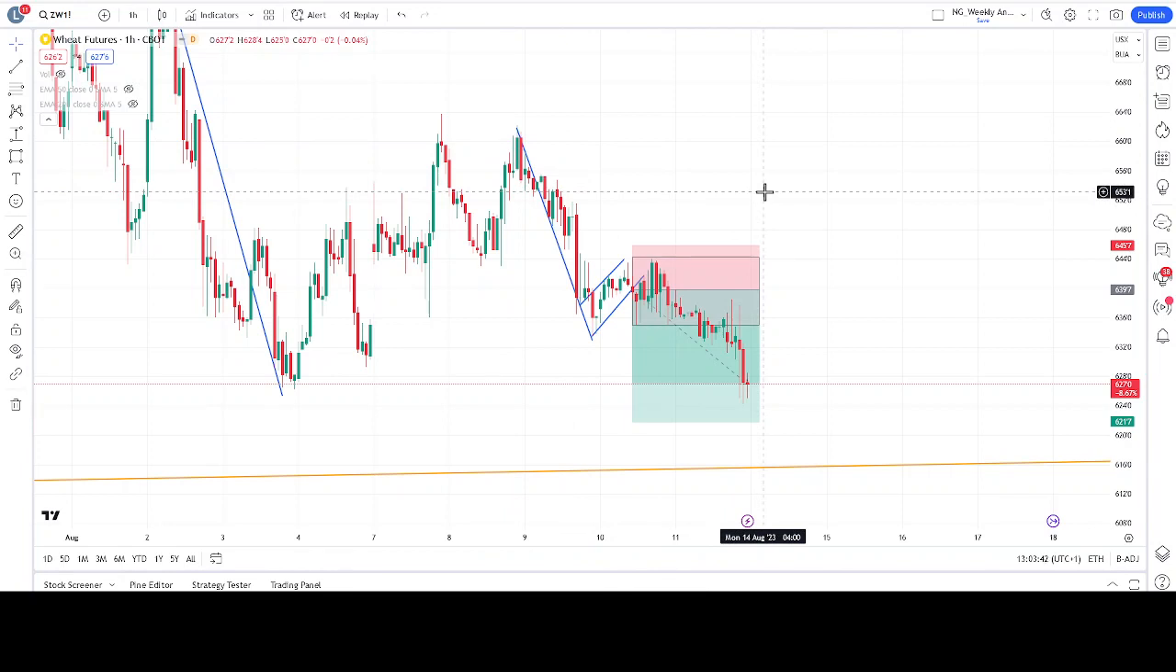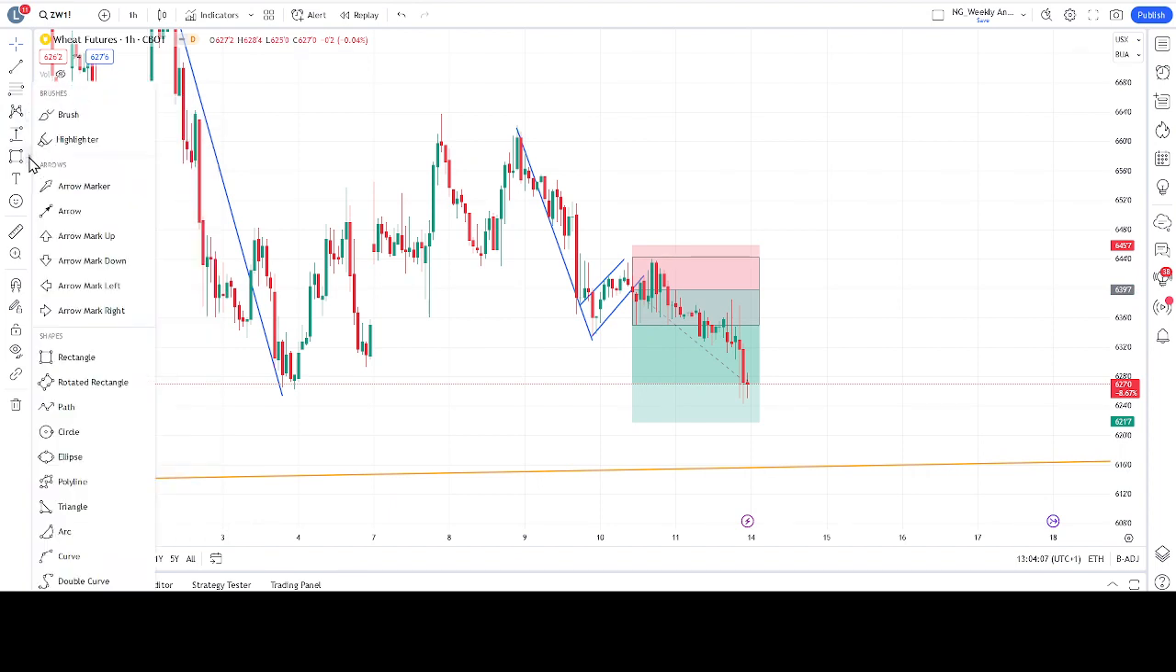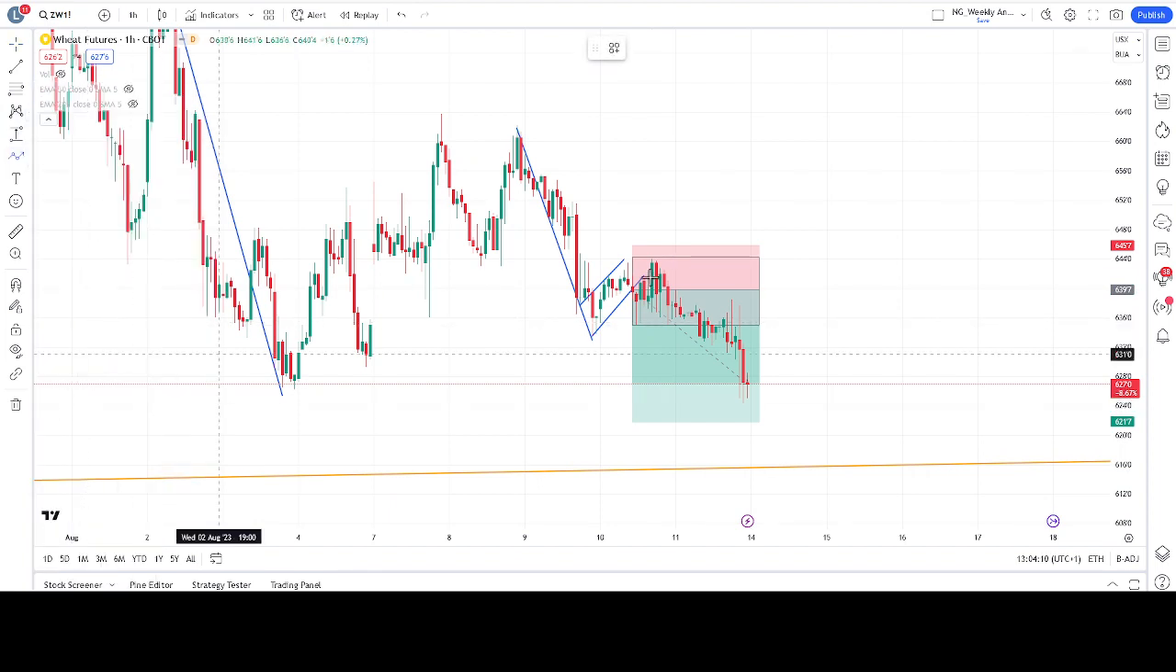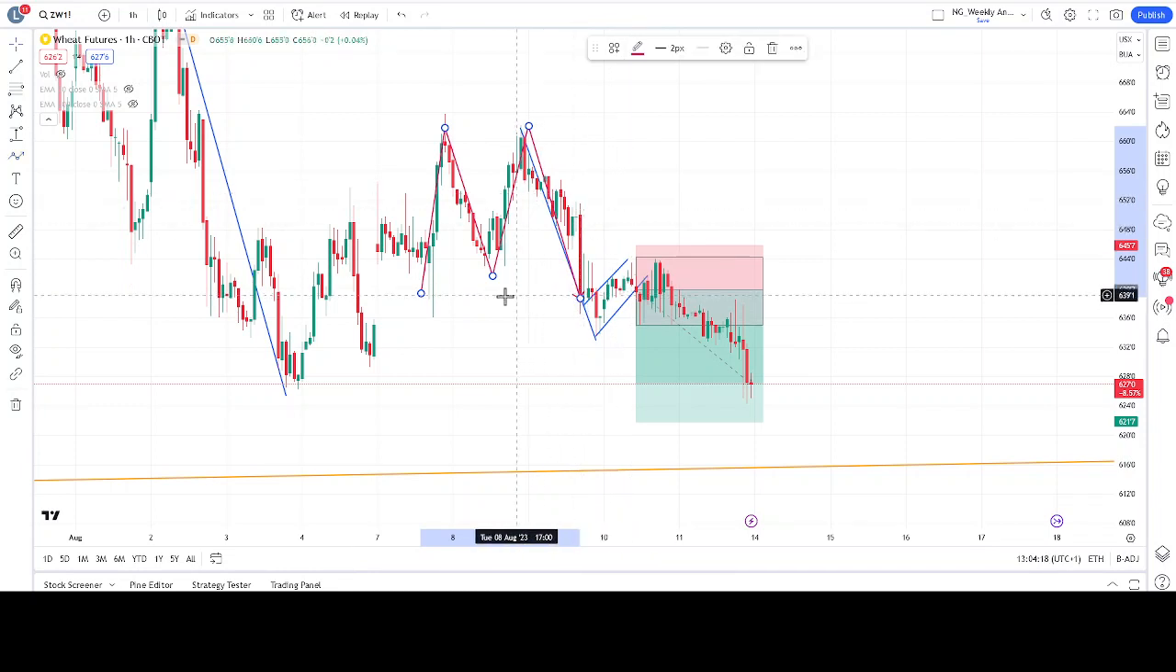What are the confluences? So the first confluence I saw. I was looking at this trade setup for quite a while. So the first confluence I saw was the double top here. So let me just show you. Let me just open the polyline so I can highlight things as we go. So look at this. This is a double top here. Okay. So this was the first confluence I got.